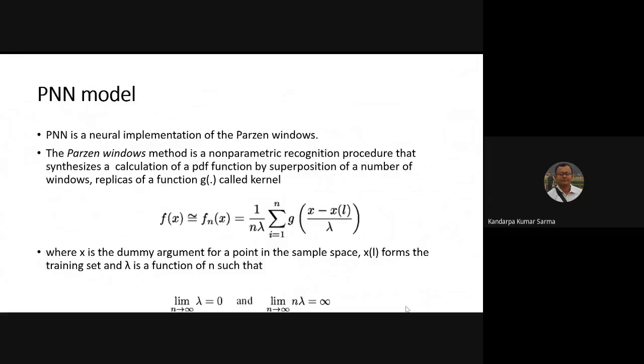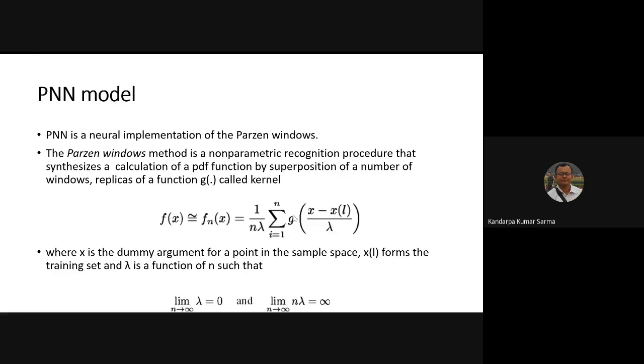Now further, we need to remember that the PNN is based on the Parzen window decision making. The Parzen window method is a non-parametric recognition procedure that synthesizes a calculation of a PDF function by superposition of a number of windows, replicas of a function g that is called a kernel, or g or f, that g that can be written like this.